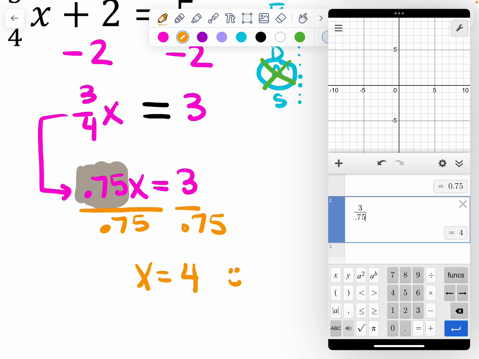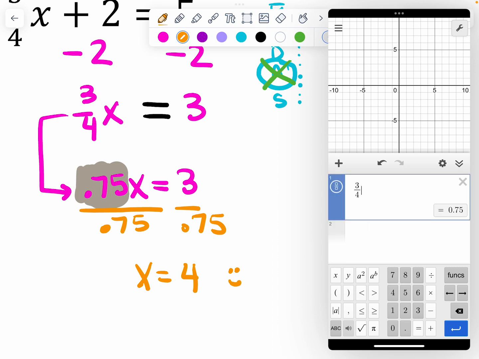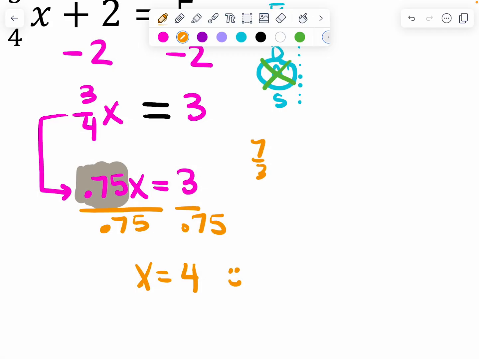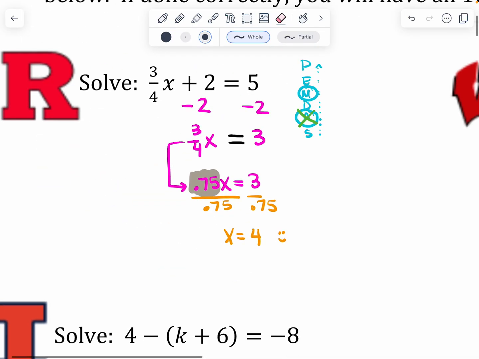This will work with any fraction. If I had 7/3 there, we could put 7/3 in the calculator and use that as the decimal. If it was 1/9, we could use 1/9 as the decimal. It works every single time. So that's option number one. But sometimes the decimals can be a little messy, like 1/9 is 0.11111 forever. So let me show you a different way.